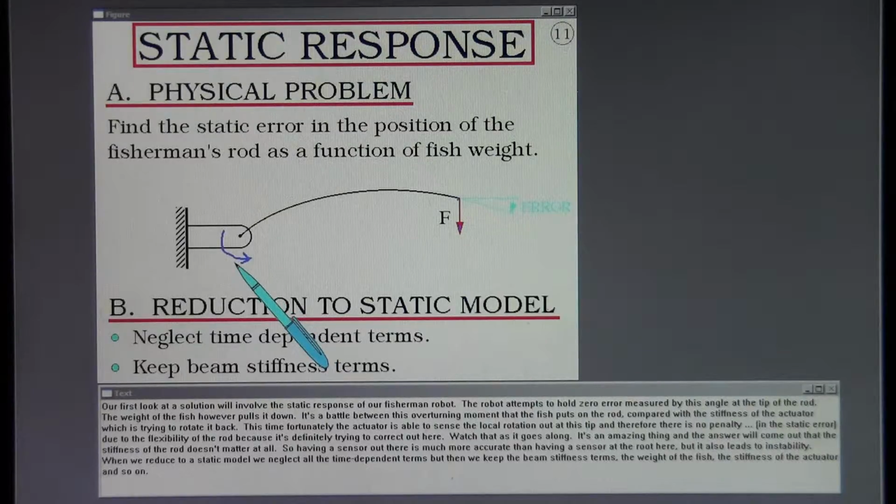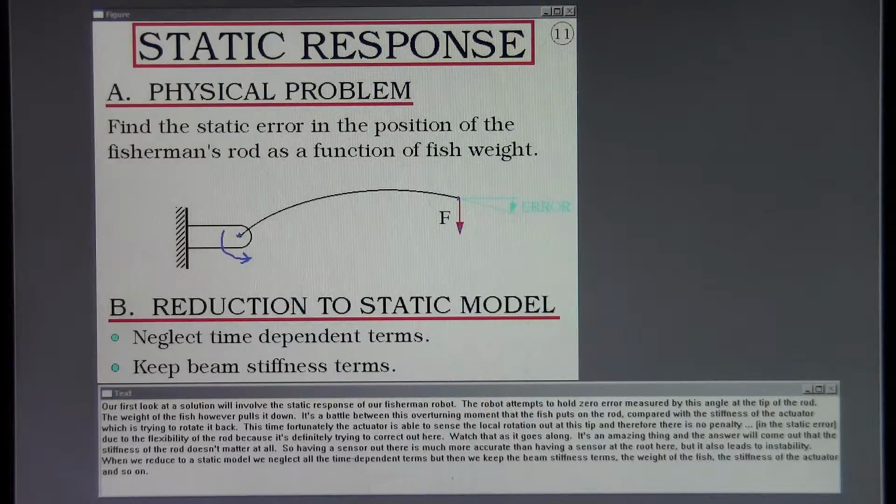This time, fortunately, the actuator is able to sense the local rotation out at this tip, and therefore there is no penalty in the static error due to the flexibility of the rod, because it's definitely trying to correct out here. Watch that as it goes along. It's an amazing thing, and the answer will come out that the stiffness of the rod doesn't matter at all. Having a sensor out there is much more accurate than having a sensor at the root here, but it also leads to instability.